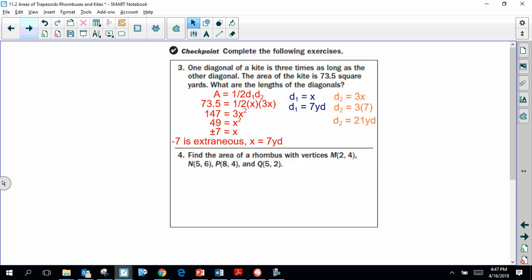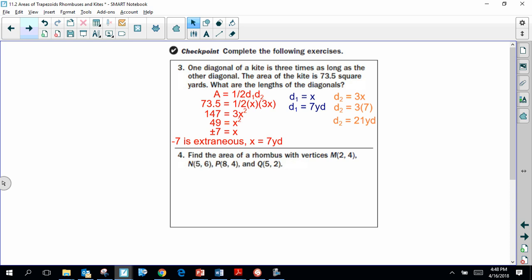So the first thing I'm going to do is find the value of x. Now in this case, because 3 is the coefficient in front of one of the x's, if I say half of 3, I'm going to wind up with 1.5. And personally, I really don't care to work with fractions or decimals any more than I have to. So the first thing I did was multiply both sides by 2 to get rid of the fraction, which gives me 147 equal to 3x squared.